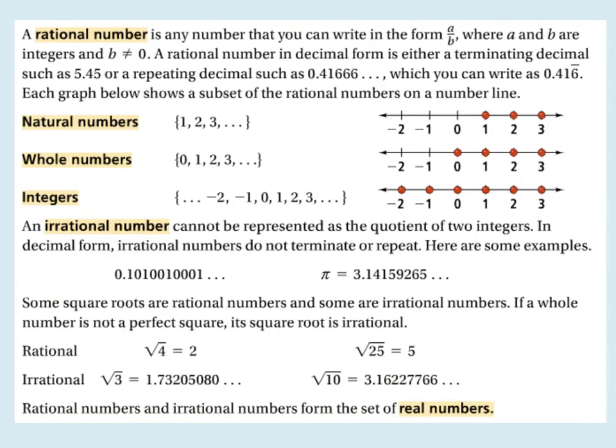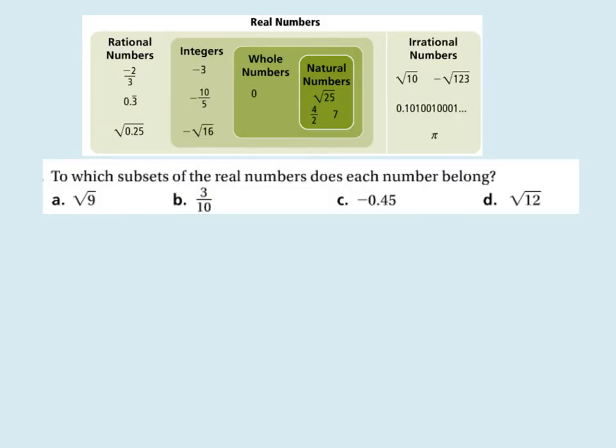Right here is a page of formal definitions for rational, natural, whole, integers, and irrational numbers. You do not have to write this all down. I would, however, write down this diagram. It's a little easier for you to understand.